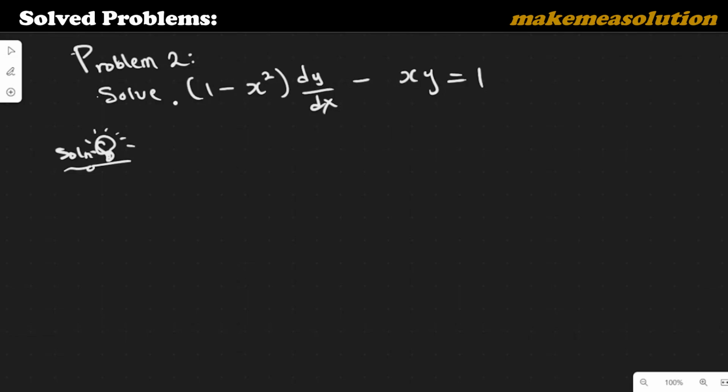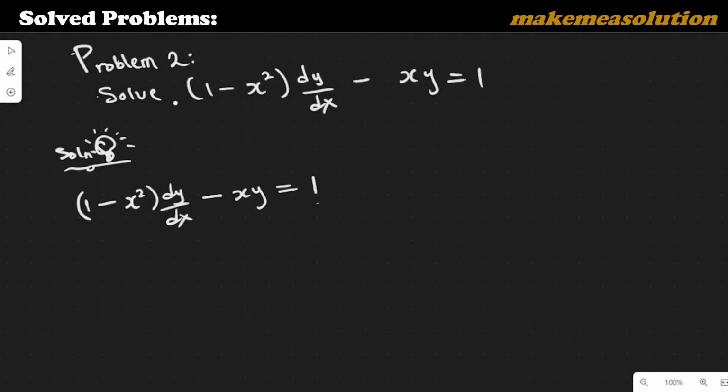Now, look at this problem. We are given 1 minus x squared dy dx minus xy equal to 1. So it looks like a linear differential equation, and we can actually make it that way. Please take note, we cannot actually separate this differential equation, and the reason we cannot separate it is because of this guy over here.